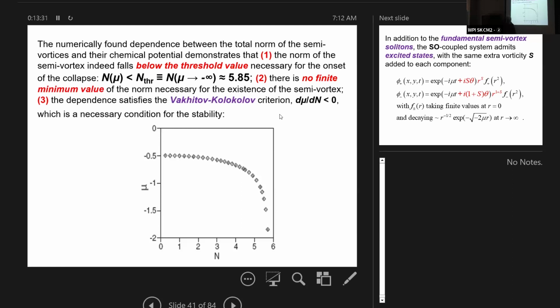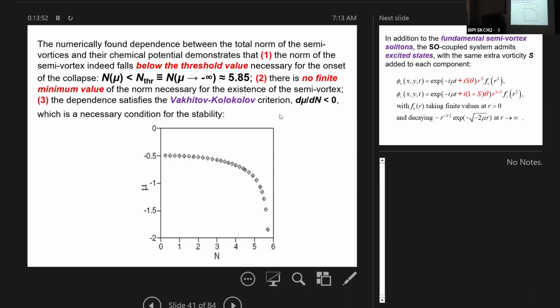exactly equal to this Townes norm. So it means that in the limit when mu is minus infinity, the vortical component will become empty, and the 0 vorticity component will degenerate into this Townes soliton. However, at any finite negative value of mu, we have both components present here.